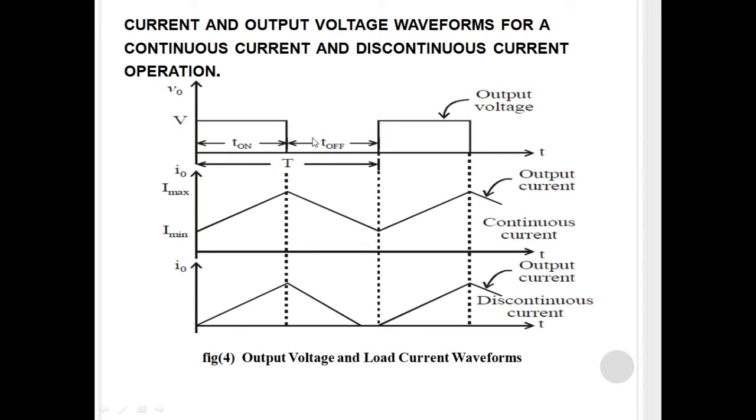And when the switch is open, this time is known as T off. T denotes the total time, that is T equal to T on plus T off. So this is the waveform of the output voltage and the load current.